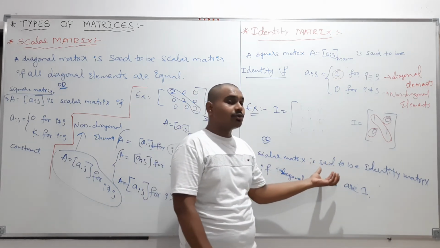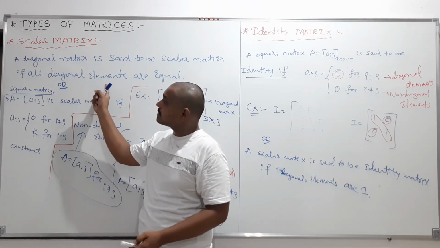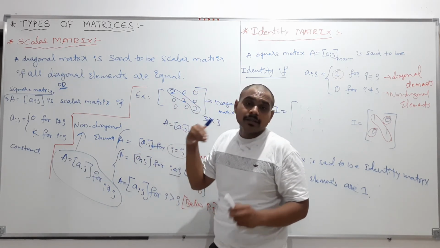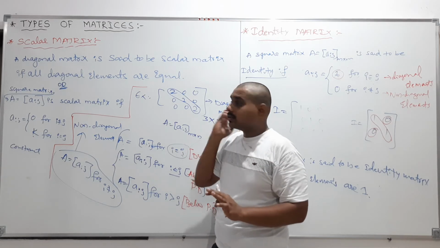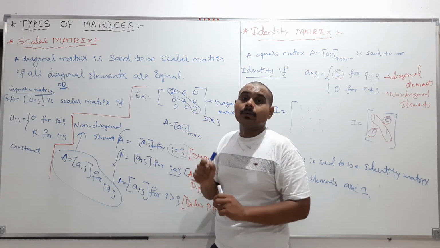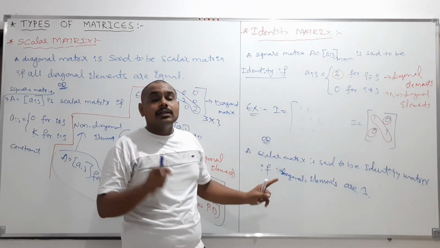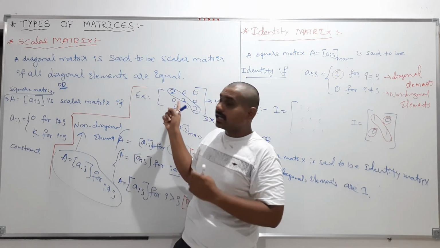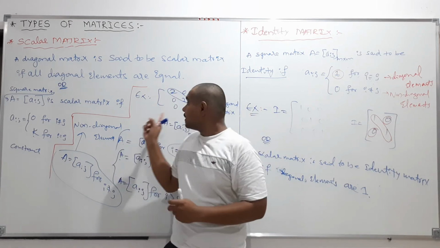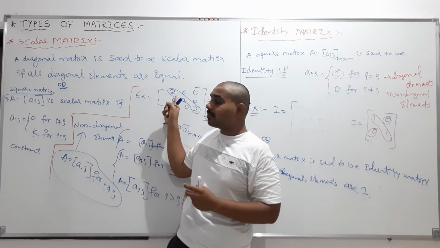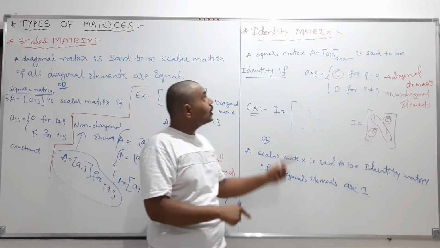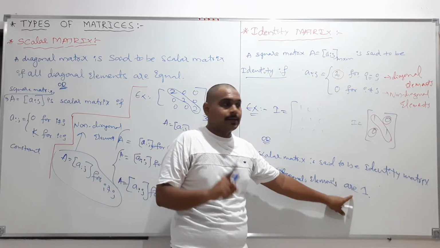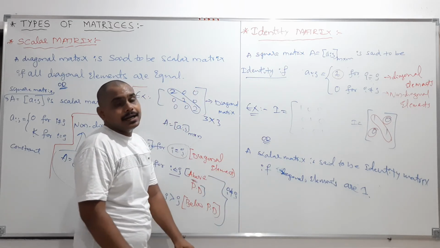A scalar matrix is said to be an identity matrix. So scalar matrix means what I told: in the scalar matrix, all the diagonal elements are equal. It may be 2, it may be 3, it may be 4, whatever the value may be. But all those diagonal elements must be equal. But identity means what? All the diagonal elements must be 1 only. Here is an example for the scalar matrix, and here the diagonal elements are equal, and that may be 2, 3, whatever. But in the identity matrix, the diagonal elements are 1. That should be 1 only. Then such a matrix we can call the identity matrix.